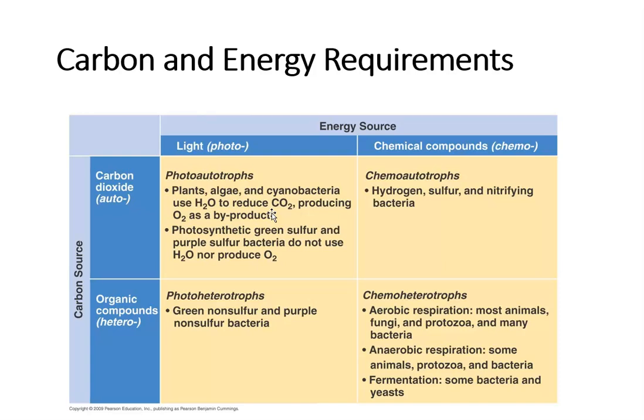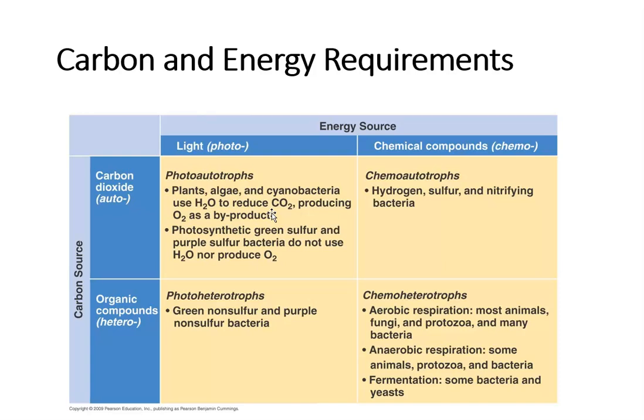All right, so we'll go across to the chemical compound, the chemoautotrophs. These are a very narrow group of bacteria. They use hydrogen or sulfur, or they are nitrifying bacteria. Nitrifying bacteria are very, very important, just FYI. They allow plants to grow. They form nodules on the roots of plants, and they convert nitrogen so that the plants can use it. So nitrifying bacteria are very, very important.